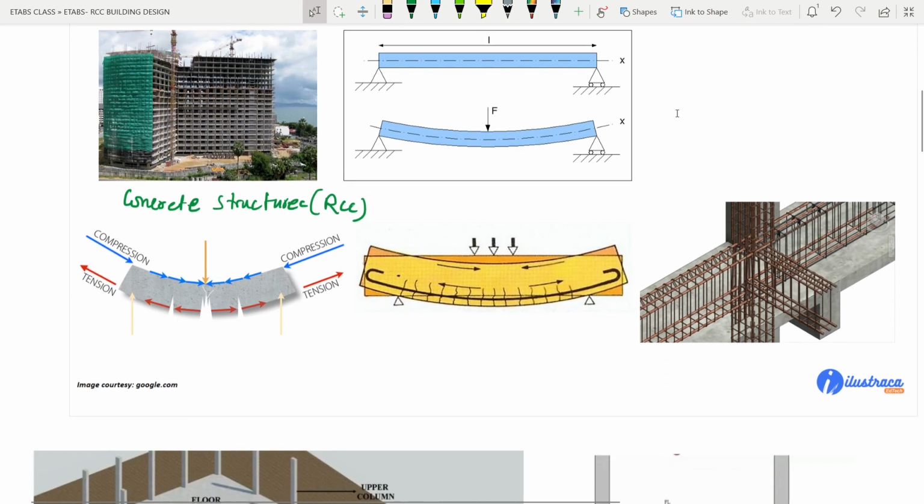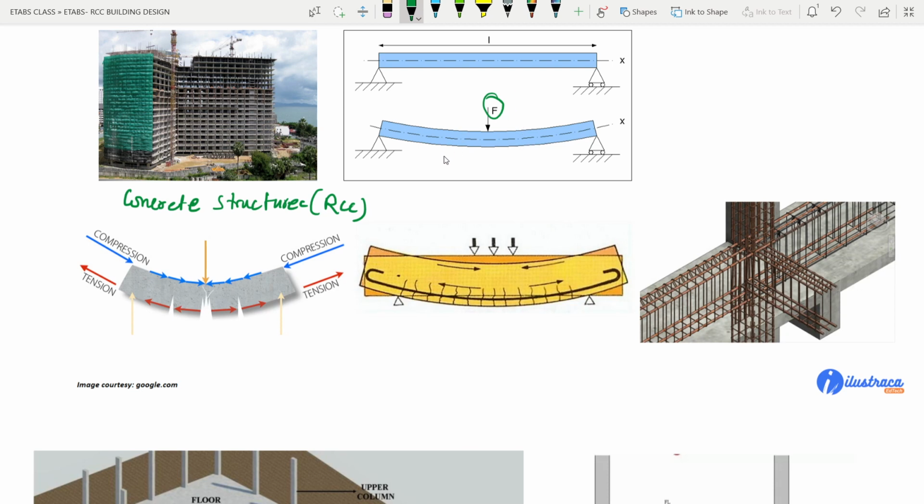I hope all of you know about this, but still let us discuss a few basics, fundamentals. Suppose I have a beam here, you can see a simply supported beam, and we have a point load F on this beam. Okay, so what we have here, the beam is bending downwards.